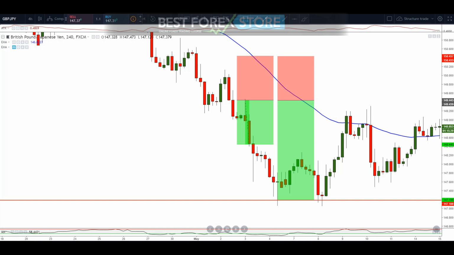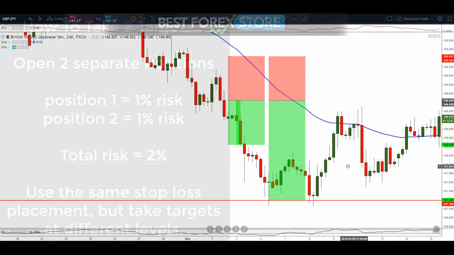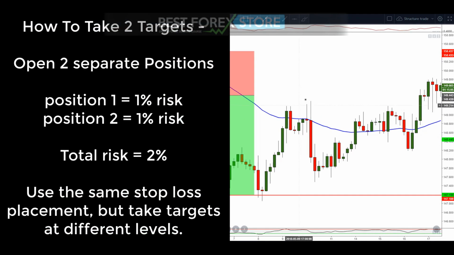So in this video, we'll talk about taking 2 targets, how to do so, and the different ways that you can actually take multiple targets using a strategy. First off, let's talk about how to take 2 different targets on a trade. Well, in order to take 2 different targets, you actually need to open 2 separate positions.